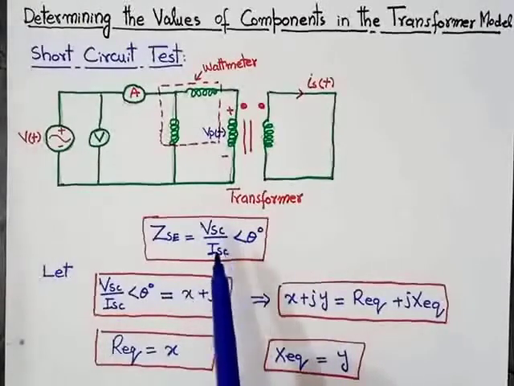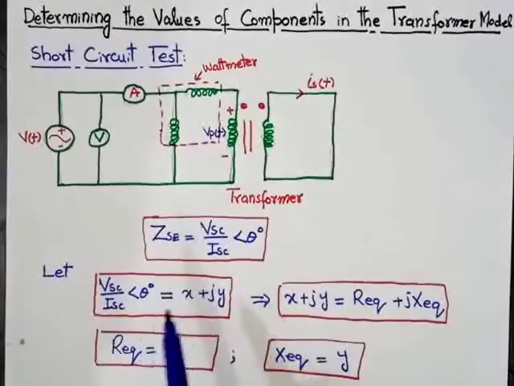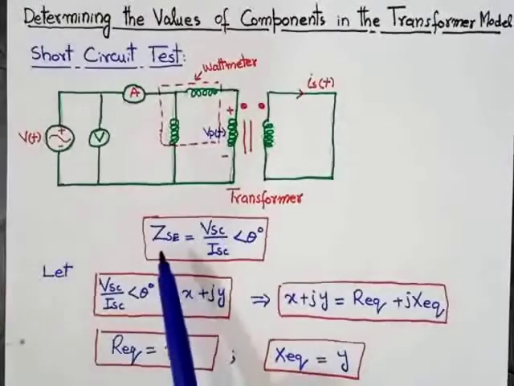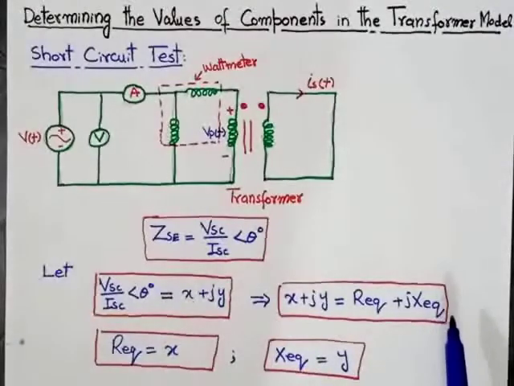We can convert this polar form into rectangular form. In rectangular form, the values are in the form of x plus jy. This is called the rectangular form, and this is called the polar form. The first part is the real part and the second part is the imaginary part. As we know, Z is equal to R equivalent plus jX equivalent. So this is also the impedance formula.